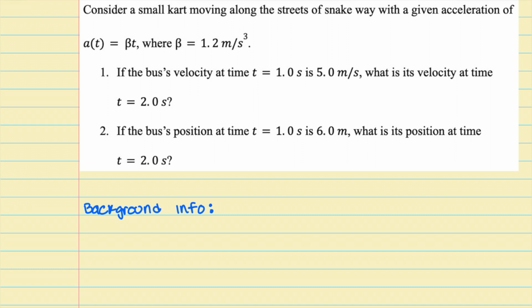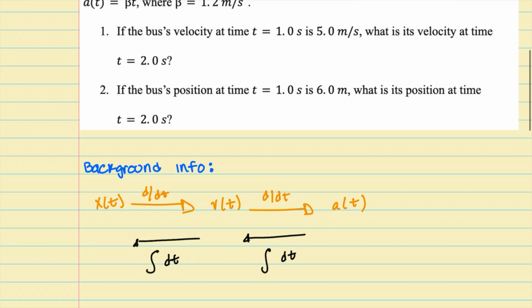For a bit of background info before we get started, we have to recall the relationship between position, velocity, and acceleration. Recall that if you have position as a function of time and you take the derivative of that, you get velocity as a function of time. If you take the derivative of velocity, you get acceleration as a function of time.